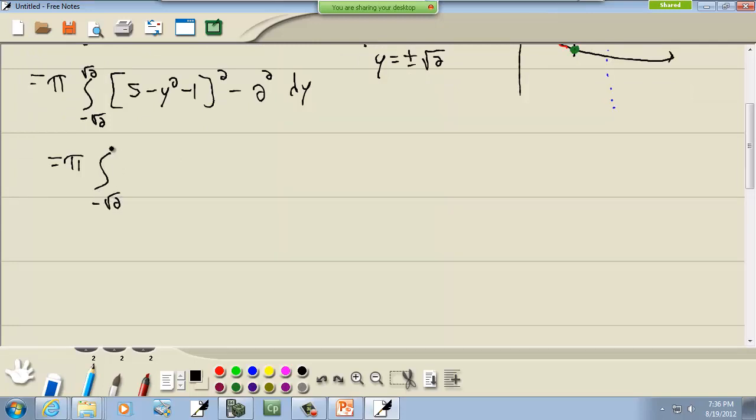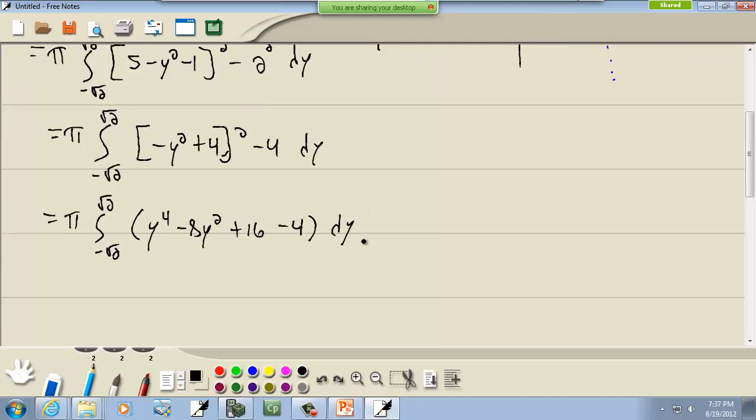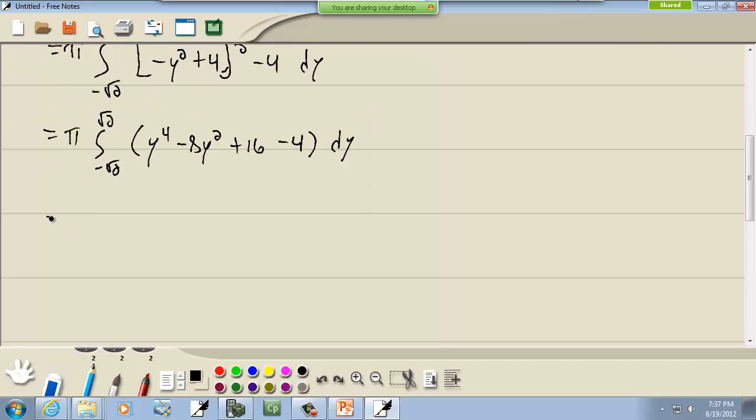And got that. That gives us negative y squared, 5 minus 1 is 4, the second power, minus 4 dy. When I square this, that gives me y to the 4th minus 8y squared plus 16. And then I'll bring the minus 4 down, dy. And then from negative square root of 2 to square root of 2, we have y to the 4th minus 8y squared plus 16 minus 4 is 12, dy.